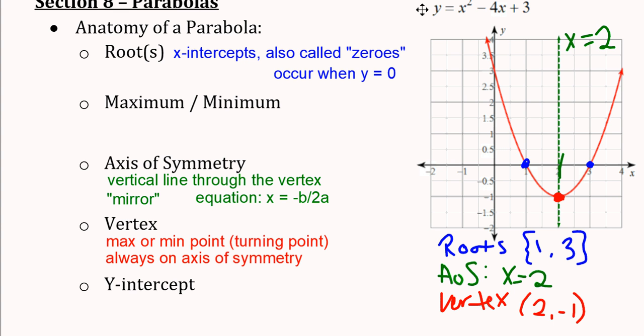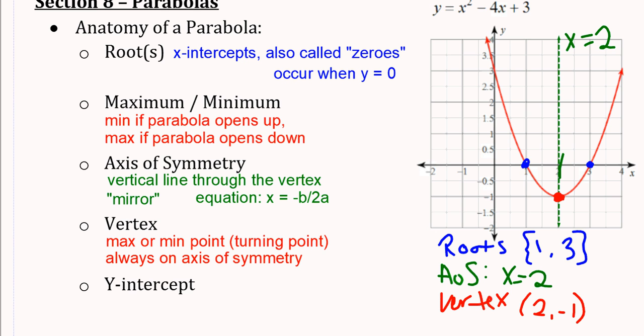Now I'm going to skip back a little bit because now that we've talked about the vertex, we can talk about maximum and minimum. So I know that a vertex is going to have a minimum if the parabola happens to open upwards, like ours does here, and a maximum value, a high point, if it opens downwards, because we're going to have a maximum there.